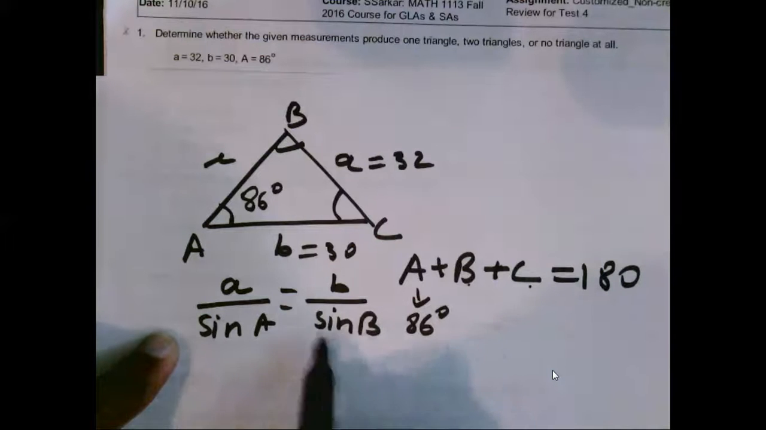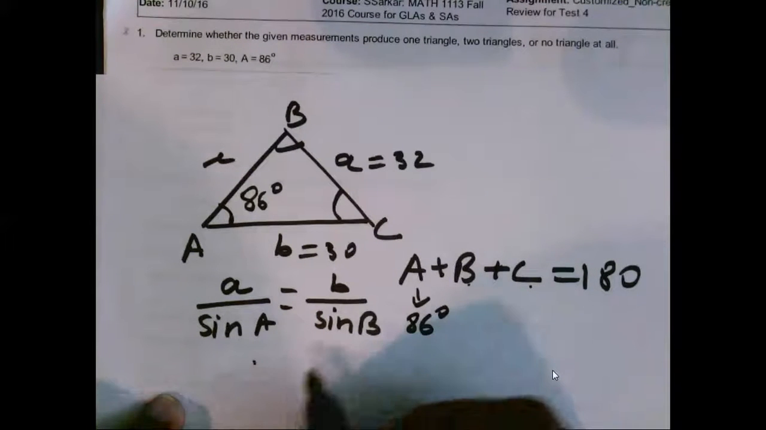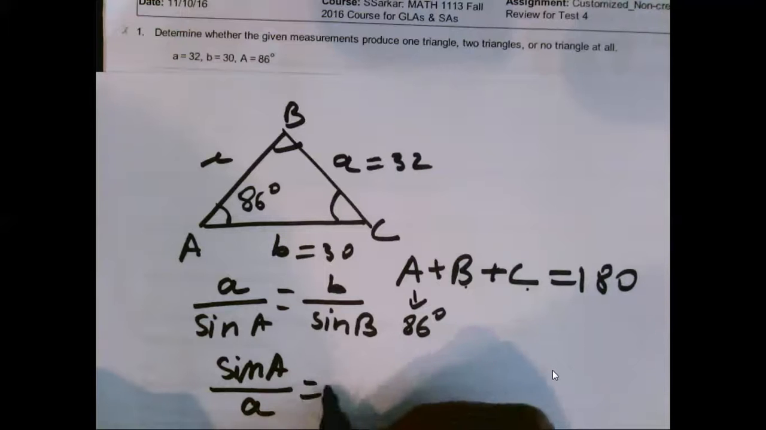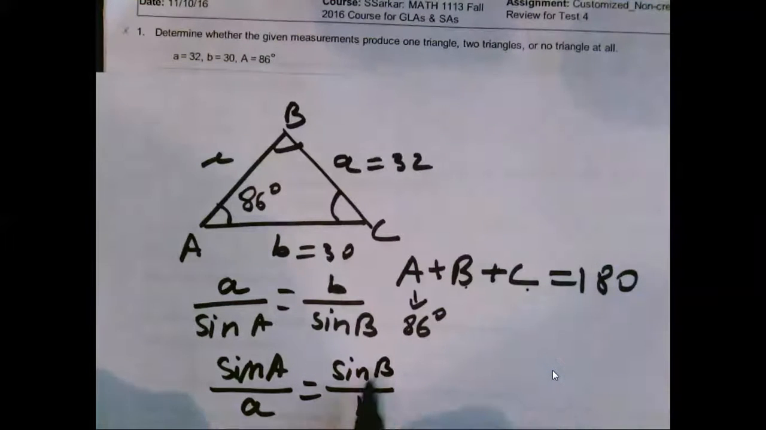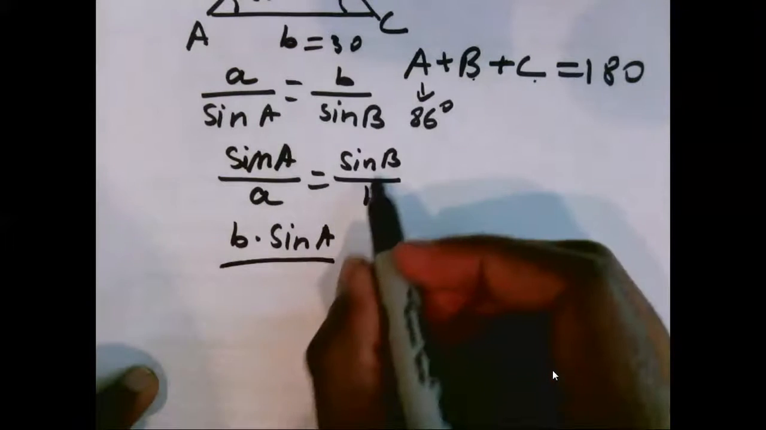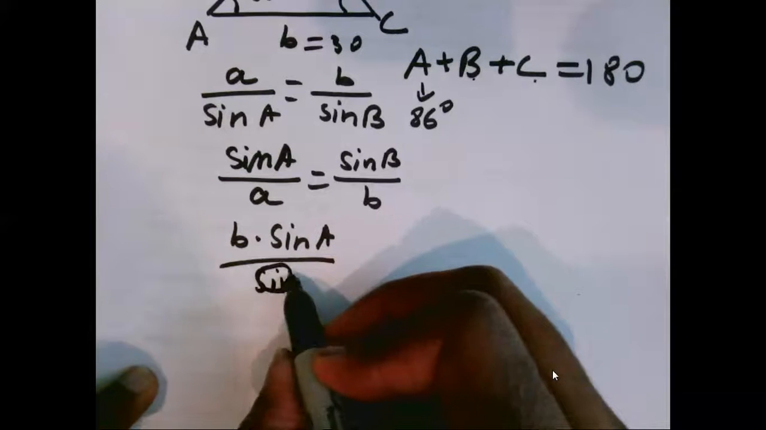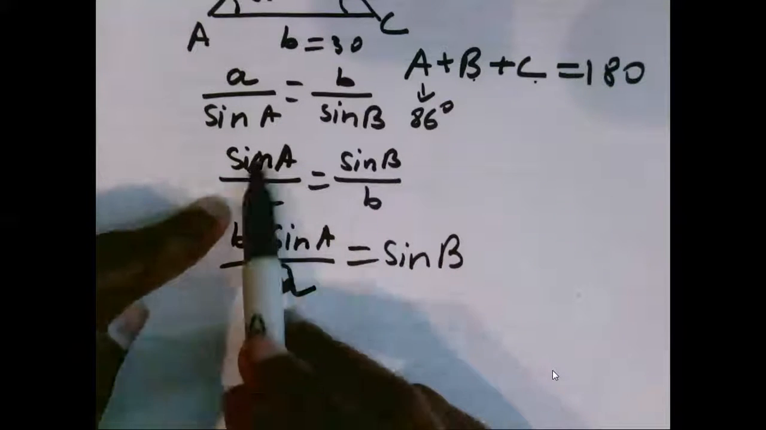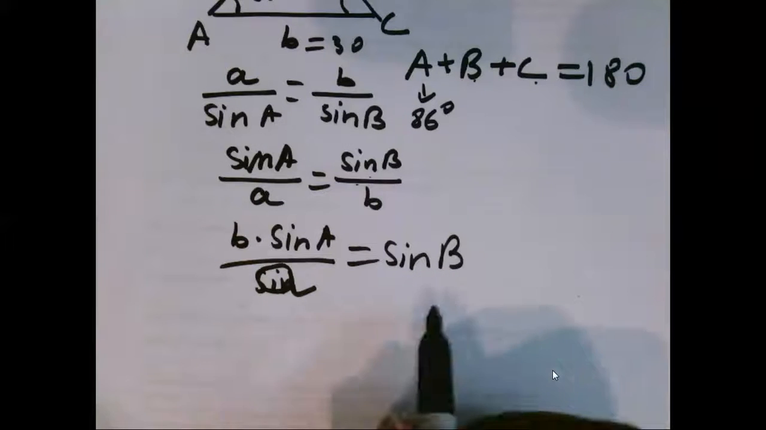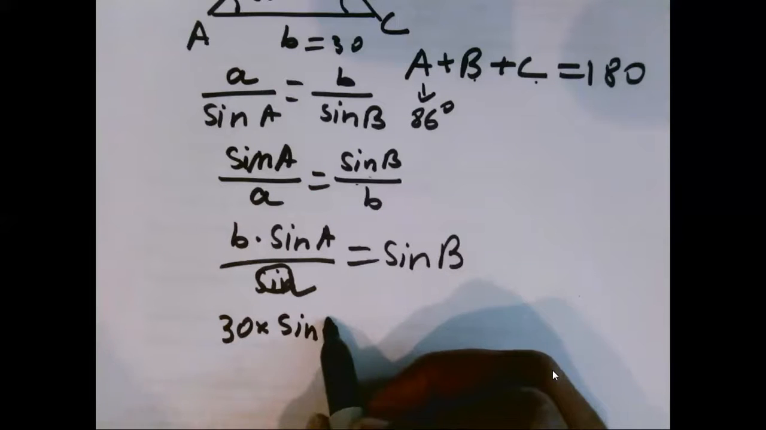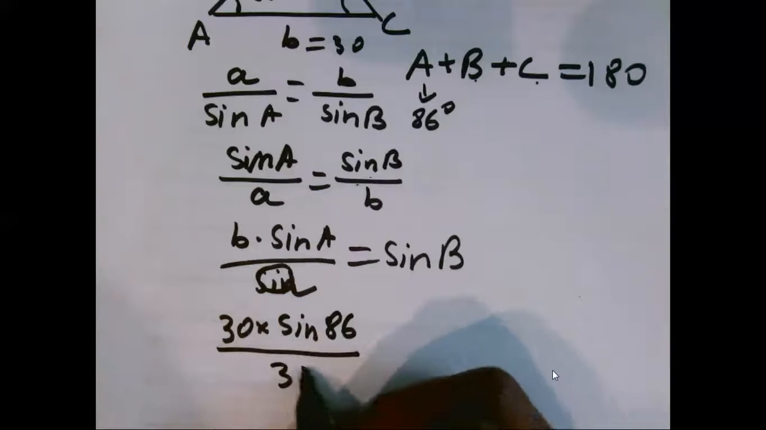Using the law of sines, I can find the angle B. I can flip those two expressions, so I write it upside down: sine A divided by a equals sine B divided by b. The reason I'm doing this is because I'm looking for sine B. Then I cross multiply, bringing b to that side, so b times sine A divided by a equals sine B. So sine B equals 30 multiplied by sine of 86 degrees, divided by the length 32.